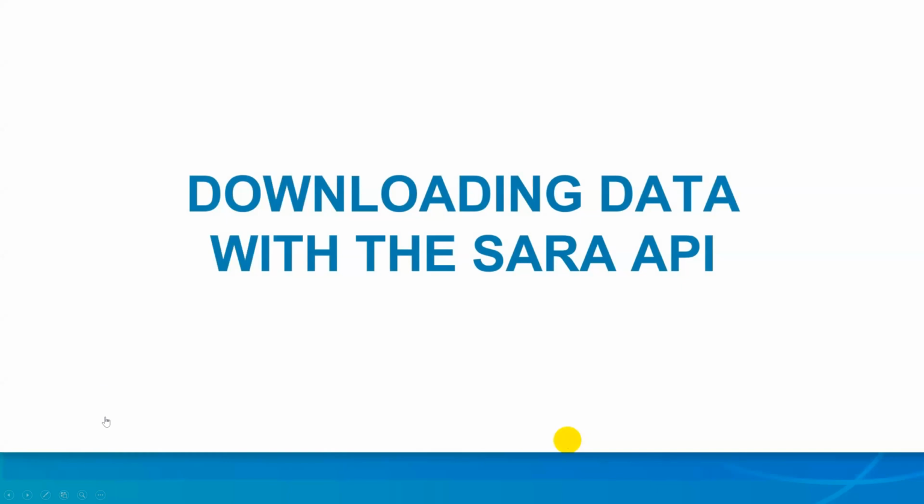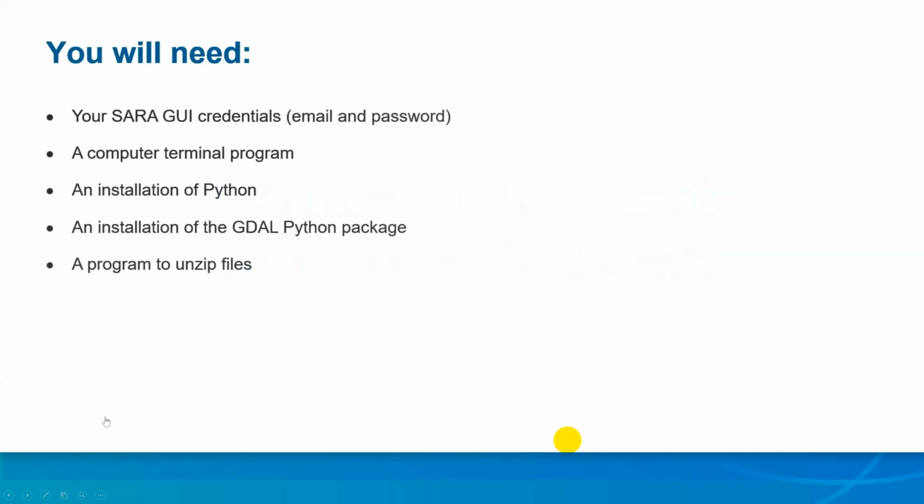So in this section, we'll be talking about how to perform the bulk download using the SARA Python application programming interface, which I'll refer to as the SARA API. So to use the API, you'll need a basic understanding of Python and how to run Python from your computer's terminal application. You'll also need the email and password that you use to sign up to SARA, like Jess showed in the previous section, a terminal application such as Anaconda Prompt for Windows or Terminal for Mac and Linux, an installation of Python. We recommend that you do this through Anaconda, an installation of the GDAL Python package, and a program to unzip files such as 7-zip.